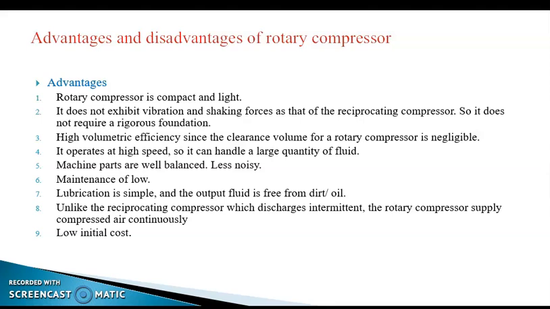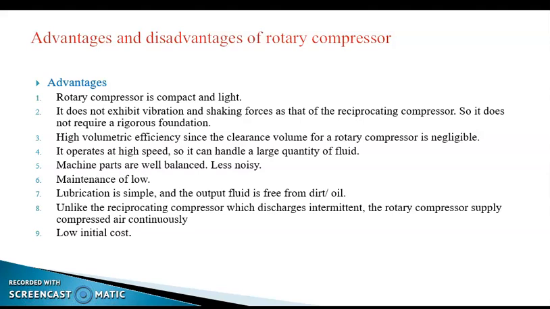shaking force is also less. Then in the rotary compressor, the clearance volume is very negligible, that's why the volumetric efficiency is higher than the reciprocating compressor. And it operates at high speed, so it can handle a large quantity of fluid. Machine parts are balanced and there is less noise. Maintenance is also low, and lubrication is simple. Output fluid is free from dirt and oil.